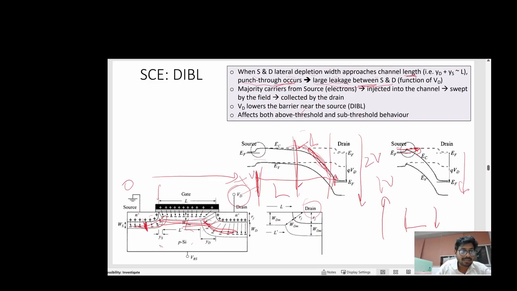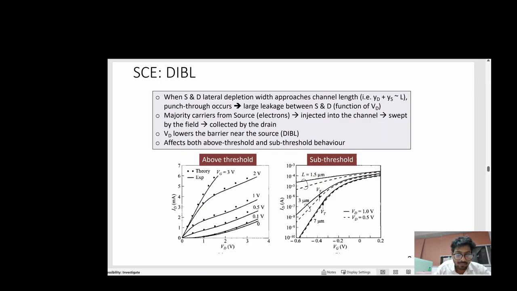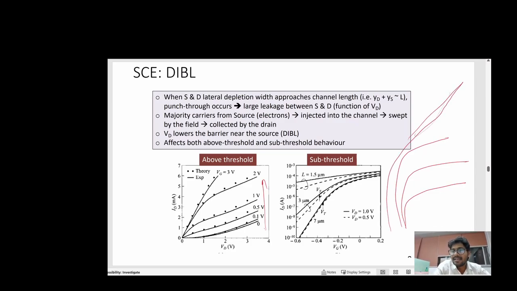If I show you some transistor curves, this is the transistor curve, ID versus VD, and these are the gate voltages. With the gate voltage you have applied, your transistor curve is not like this, but it is like this. That is the drain induced barrier lowering, because the current is increasing indefinitely. It is not actually saturating. The saturation region is gone.